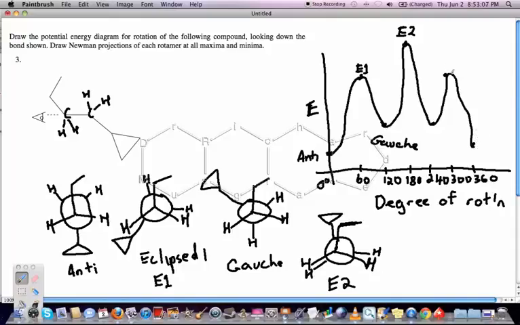Alright, so there you go. That's our energy diagram right there. And I don't have to draw, or at least I don't feel like I have to draw these particular Newman projections because they're really just pretty much the same as the gauche and the eclipsed 1 and the anti again. So that would be the completed diagram right there.